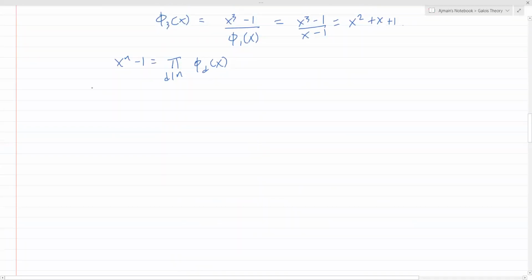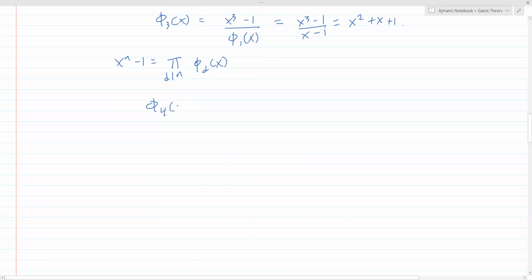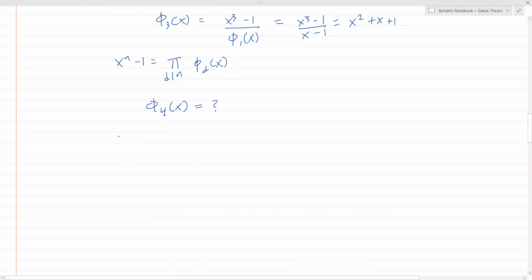Okay, so I'm going to do phi 4 of x now. Right, so what is this? First of all, I want to compute this polynomial. x to the 4th minus 1 is a product of phi 1 of x times phi 2 of x times phi 4 of x, because the divisors of 4 are 1, 2, and 4.